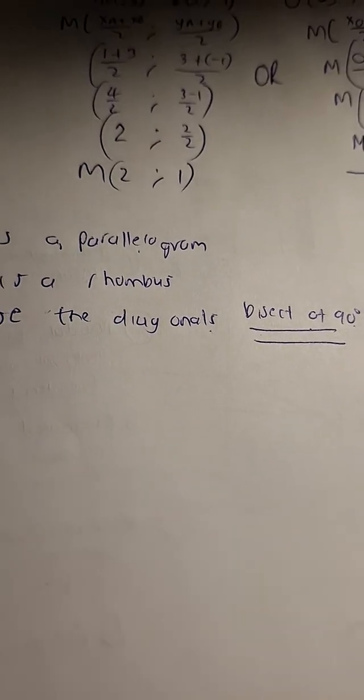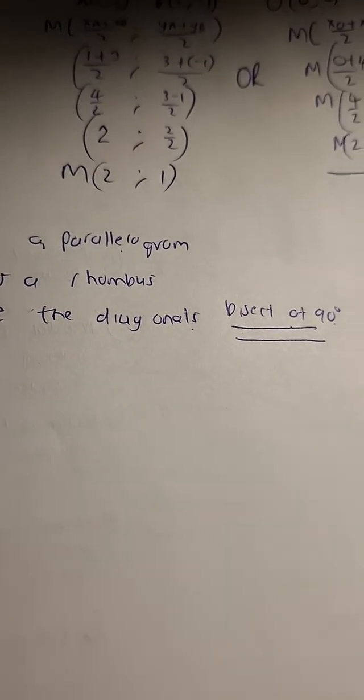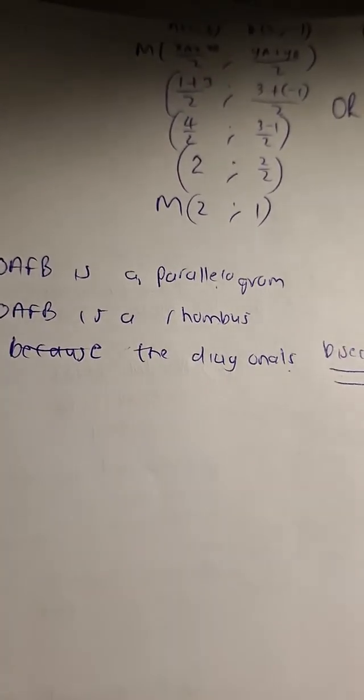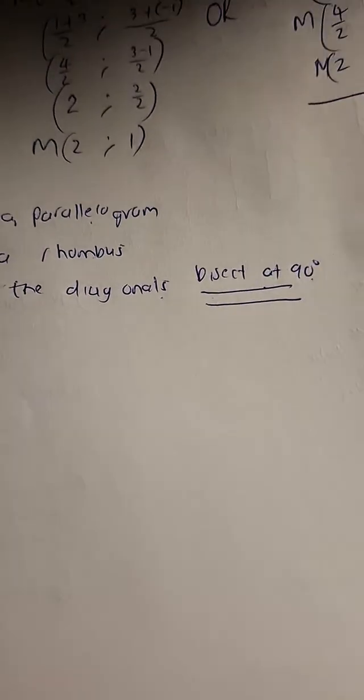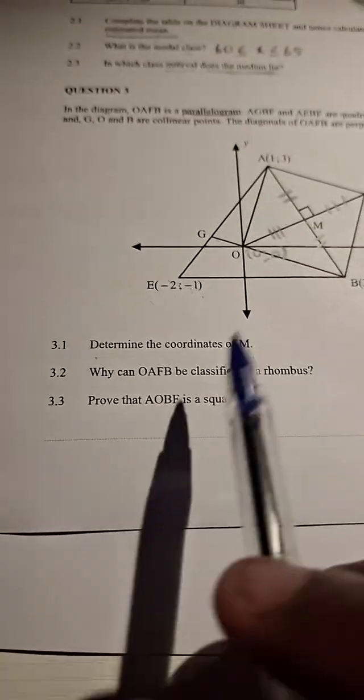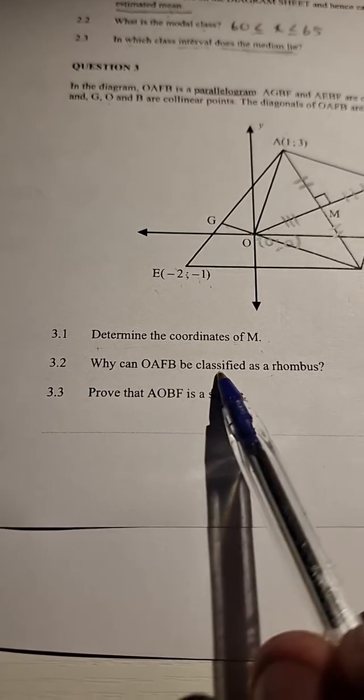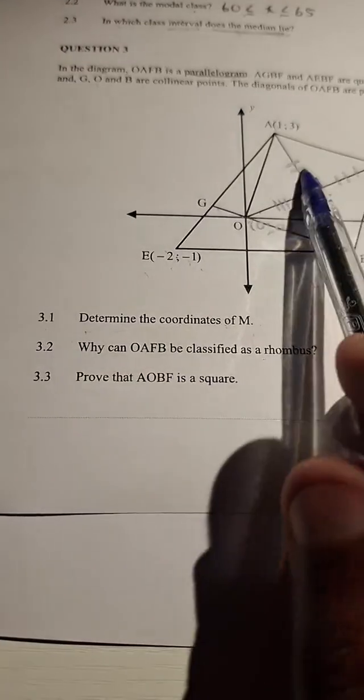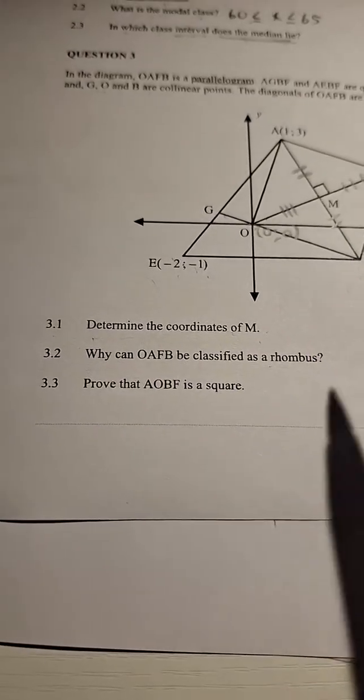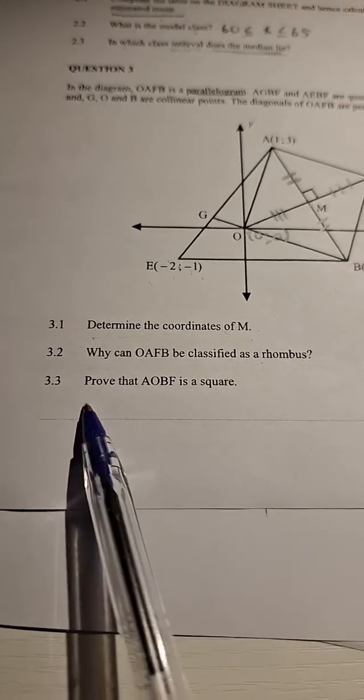They bisect at 90. So when you have a parallelogram that has diagonals that bisect at 90, it's no longer a parallelogram, but it is a what? It is a rhombus. So that's why. It's as simple as that. Diagonals bisect at 90. That's why we say it's a rhombus. Okay, a parallelogram that has diagonals that bisect at 90 is called a rhombus.